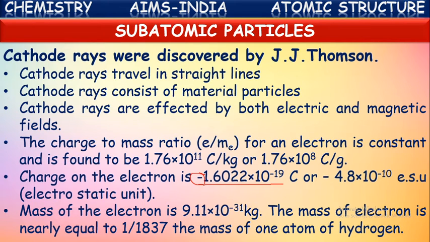And the mass of the electron. The mass of an electron is very small compared to the mass of one hydrogen atom. It is numerically equal to 9.11 × 10^-31 kg, or 9.11 × 10^-28 grams. So the mass of an electron is nearly 1/1837th of the mass of one hydrogen atom. Around 1837 electrons together equal the mass of one hydrogen atom. So we can say the mass of an electron is negligible, very minute.